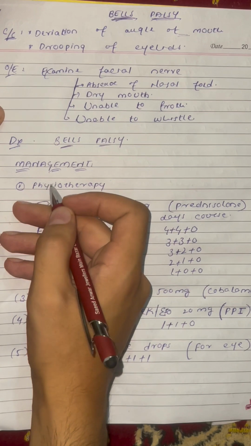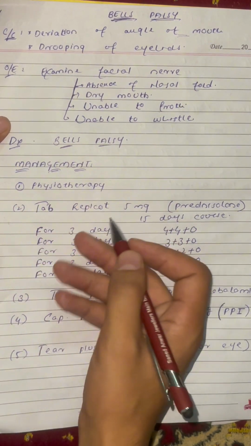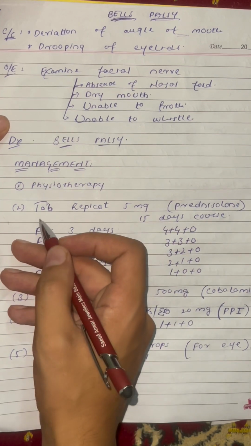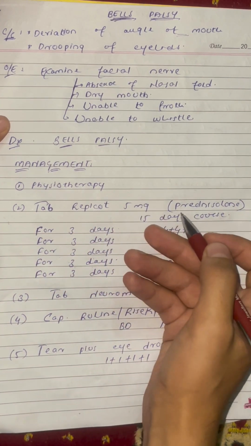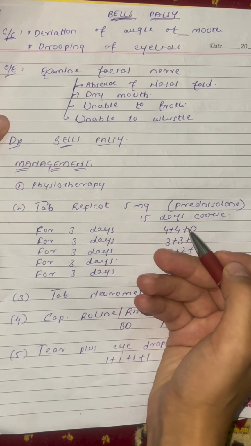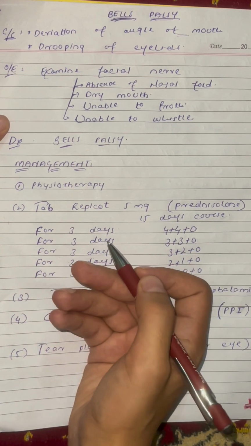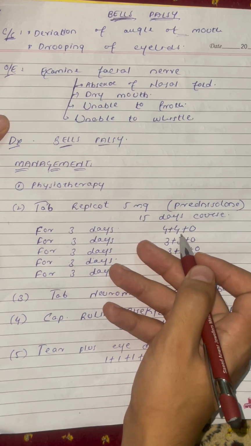Now coming towards the management of Bell's palsy. So first of all, you will advise physiotherapy to the patient. Then I will write tab Repicort, which is basically a steroid, 5 milligram, that is prednisolone, and this is a 15 days course. So for the first 3 days you will write 4 tablets in the morning, 4 in the afternoon.